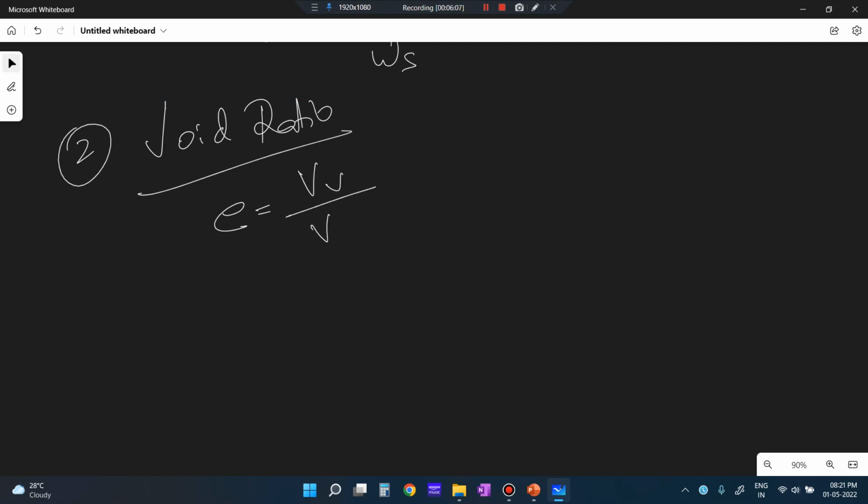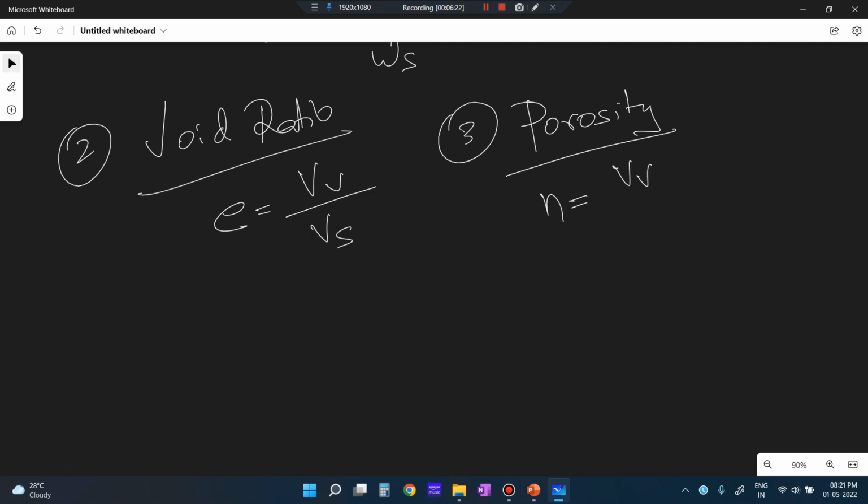Second one is the void ratio. It is generally represented by small e. It is the ratio of the volume of voids to the volume of soil solids. Third one is the porosity. It is generally represented by small n. It is the ratio of the total volume of voids present in the soil to the total volume of soil. All these ratios can be represented in terms of percentage also.